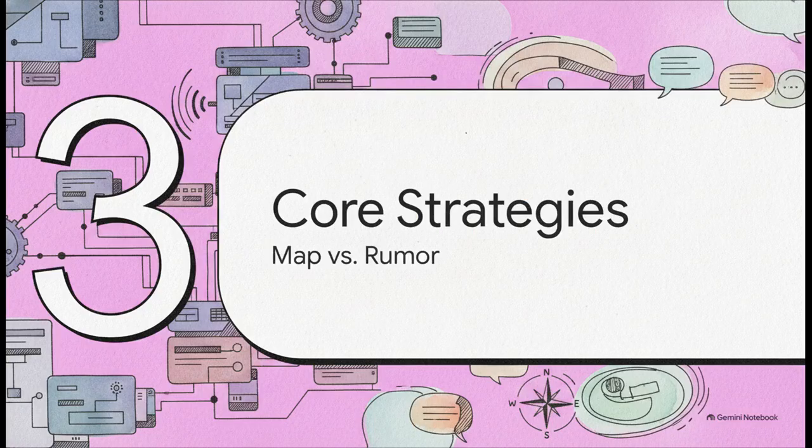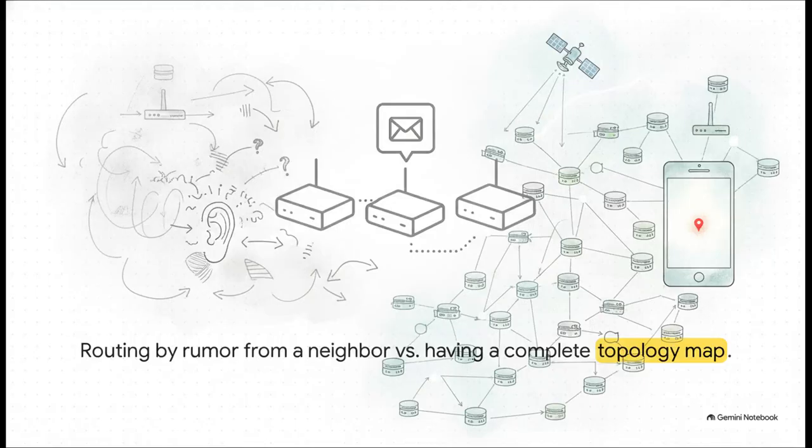All right, section 3, 3 core routing strategies, map versus rumor. Now that we have the ground rules, this brilliantly illustrates our first major divide. A distance vector protocol is essentially routing by rumor. A router only knows what its directly connected neighbor tells it. It only knows direction and distance. It's exactly like asking the guy next door for directions. On the flip side, a link state protocol is like having a complete GPS map of the whole network. Every single router has a full identical bird's eye view of the entire topology.